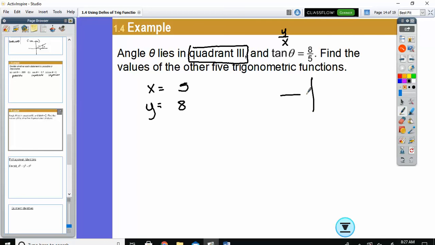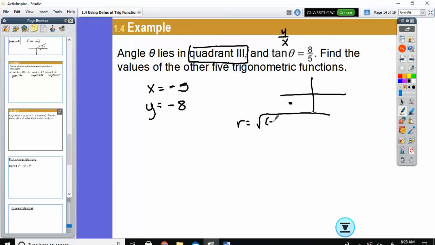Yes. If you have a point in quadrant 3, then x should be -5 and y should be -8. Now tangent was positive because when you divide two negatives, it becomes positive. But we had to watch that quadrant to know that these should have really been negative numbers. Now we can get our r.